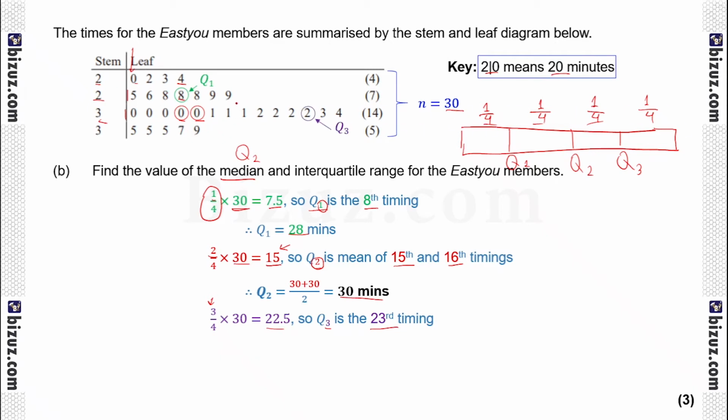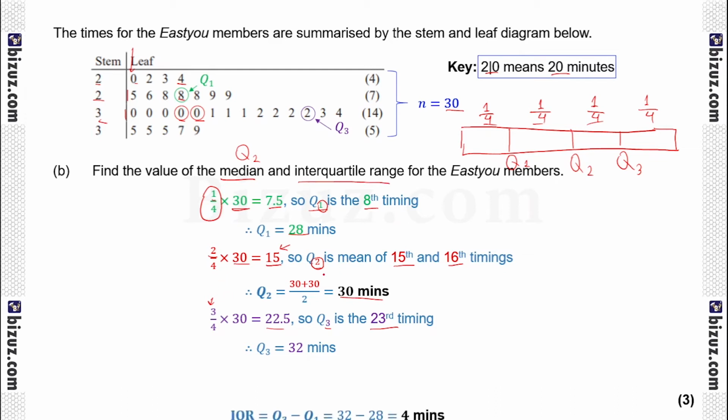From the stem and leaf diagram here, this is the 23rd value. You can count up from the start to here. This is 3 bar 2, so it's 32. Okay, so the value is 32. Now we are not done yet. We found the median, but our target actually wasn't that.